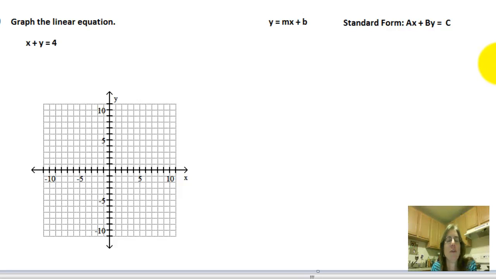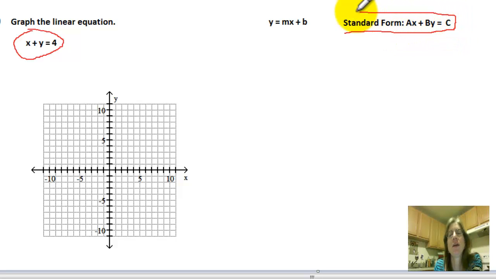All right, this is problem 55 for the final review, and it's asking us to graph the linear equation. So this is a linear equation, although it doesn't look like it because it's not in this format, y equals mx plus b. If you notice, x plus y equals 4. Well, it's in standard format. We did not go over standard format, but that's okay. We can still answer this question, and I can show you how it's the same.